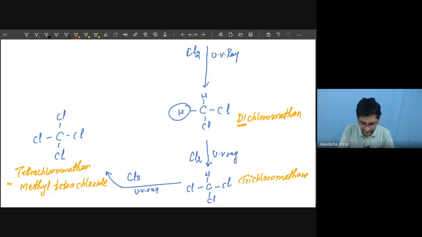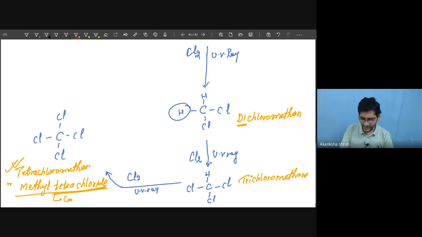Tetrachloride means that four chlorines are being added to the methyl group. So tetrachloromethane or methyl tetrachloride, both mean the same thing. Wherever there is only one halogen, it is used as a prefix, sometimes also as a suffix, but this one is most acceptable as per our UPSC. This one is called the common name.